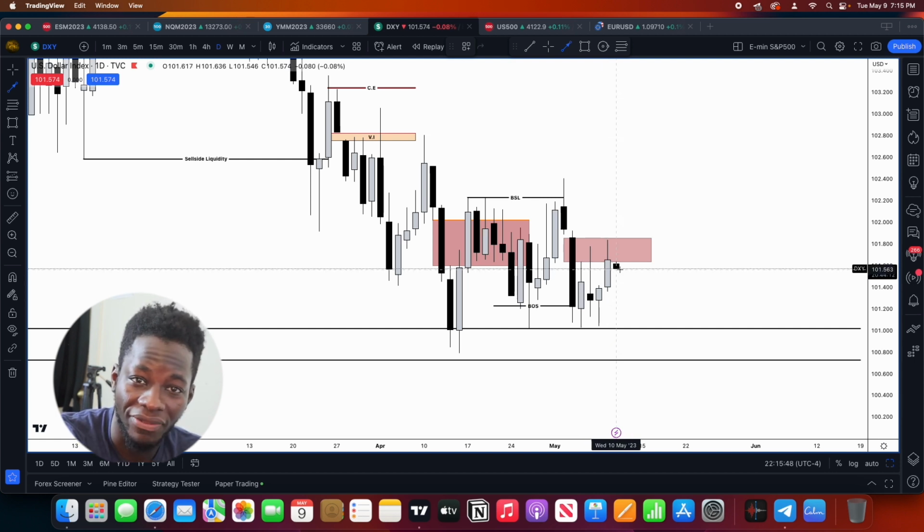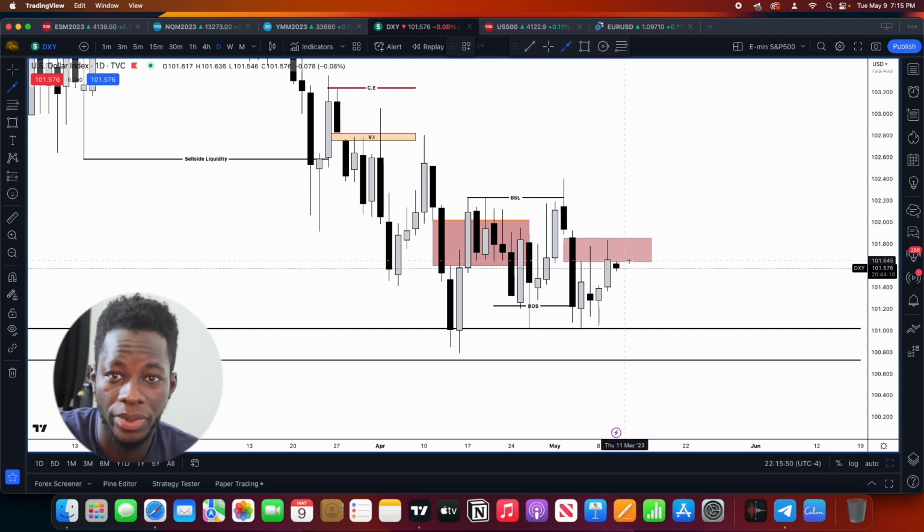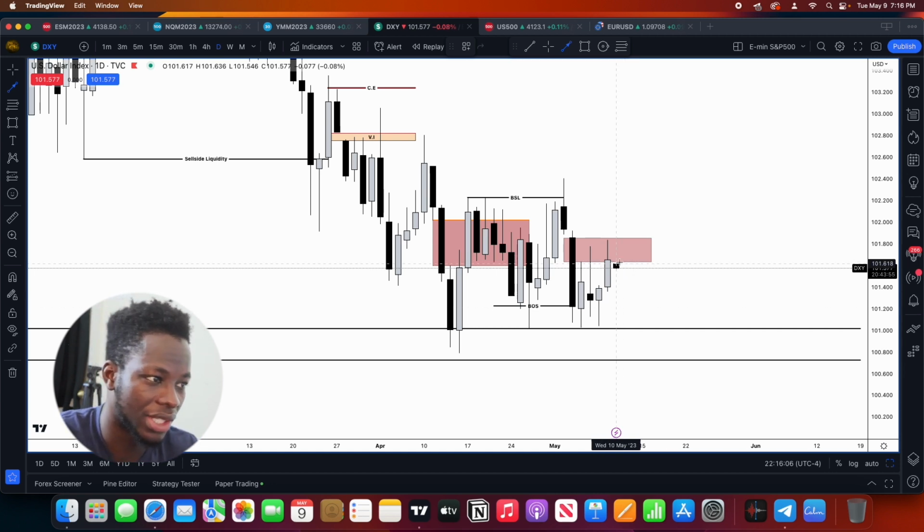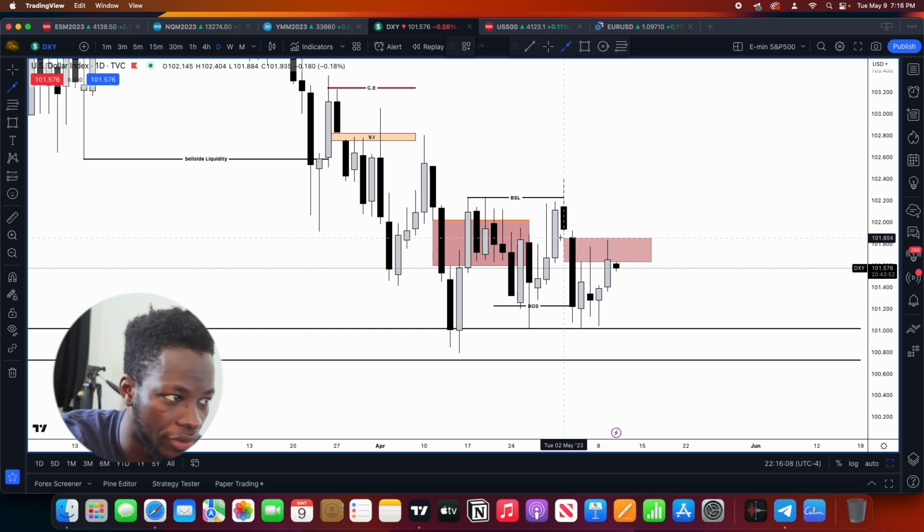As always, this is not financial advice, this is just for entertainment purposes only. I'm learning about the market. I'm learning how to trade, and this is my way of sharing my analysis with other people that are learning as well. So here we are in the fair value gap.